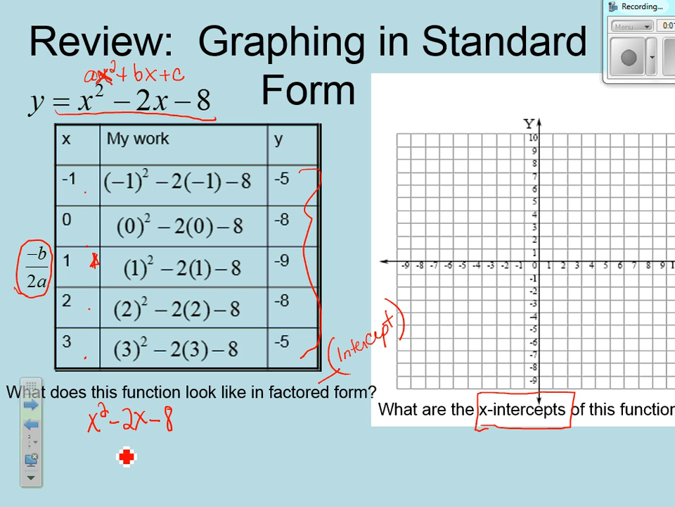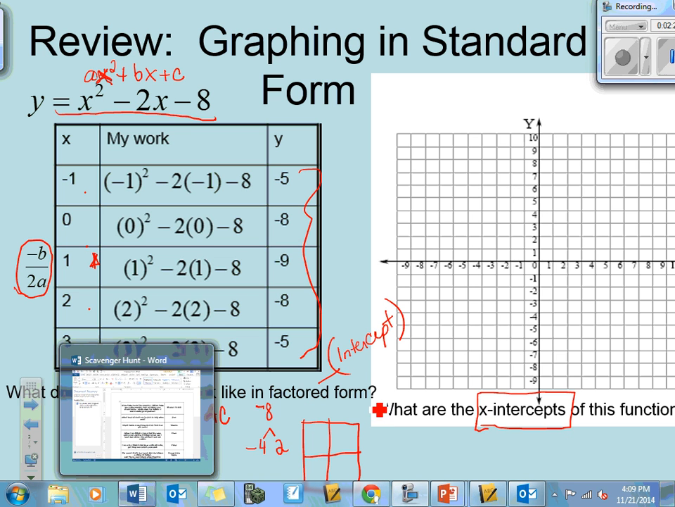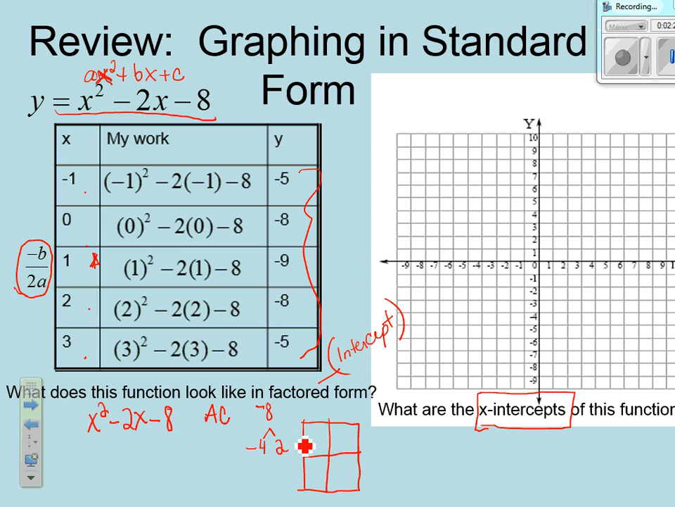So what I would do is I would take the function and I would factor it. So let's use the AC method. 1 times negative 8 is negative 8. 2 factors of negative 8 that make negative 2 would be negative 4 and positive 2. Make your table. You do not need to write this down. We're just reviewing some stuff, and I just want to make sure that you're paying attention. So then I do x squared minus 4x plus 2x minus 8.